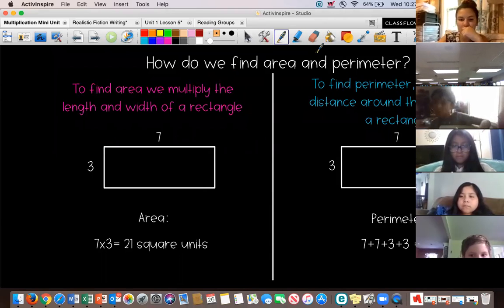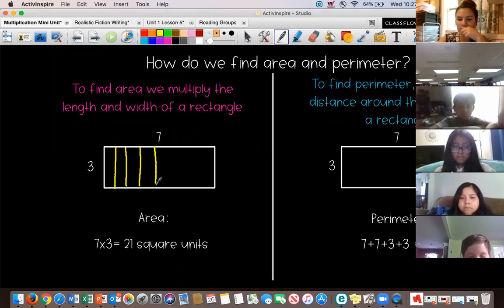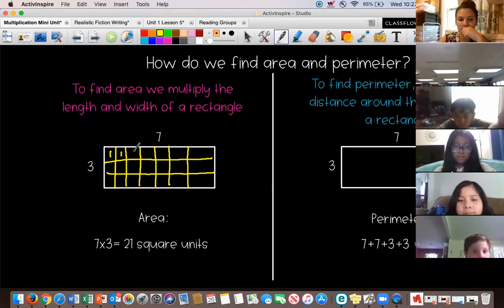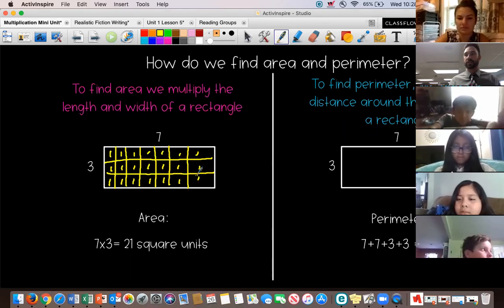It means we would have separated into 7 parts. 1, 2, 3, 4, 5, 6, and 7. And then 1, 2, 3 parts. And so we have the square units on the inside. 1, 2, 3, 4, 5, 6, 7, 8, 9, 10, 11, 12, 13, 14, 15, 16, 17, 18, 19, 20, 21. My squares aren't very square, but we get it, right? So that's that one part on the inside. So we're saying square units because that's how many we have on the inside, how many squares are created.